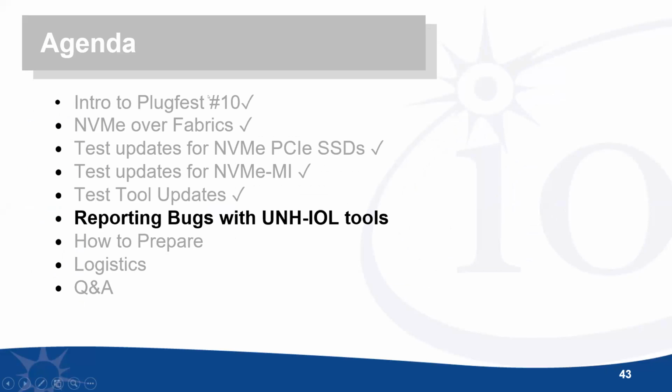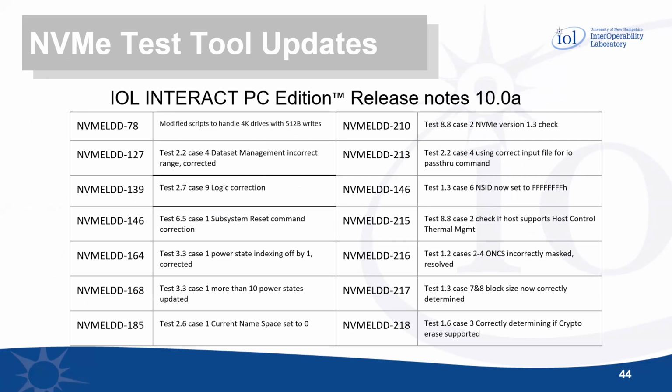Moving forward, we will talk about reporting bugs. Something I know we're not fond of talking about. Wouldn't it be great? So right here we have the bugs that were reported between 9.0 and 10.0 for PC edition. On the left, there is a NVMe LDD number as well as the description of the bug that was fixed between the release. For the Teledyne LaCroix edition, there were 4 fixes between the 9.0 and the 10.0.